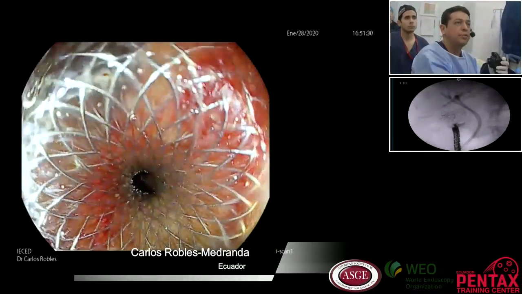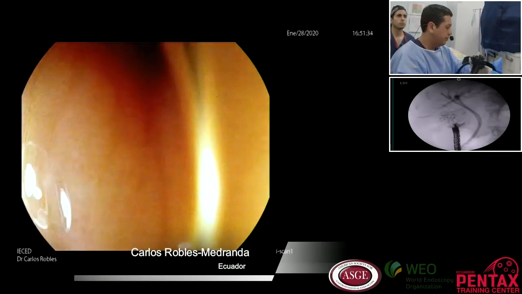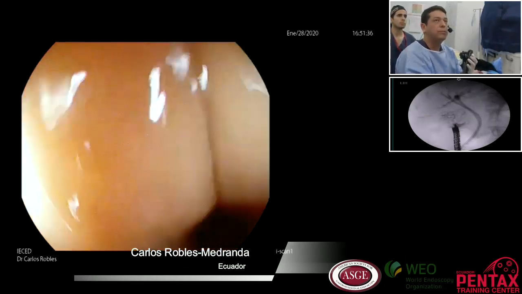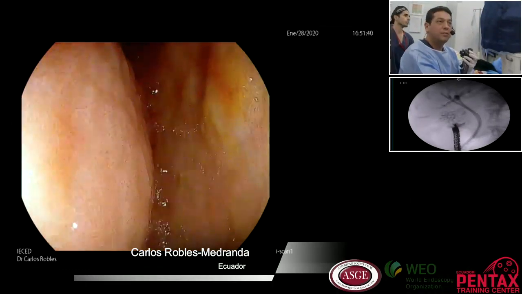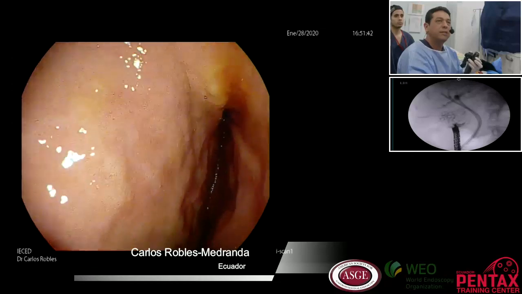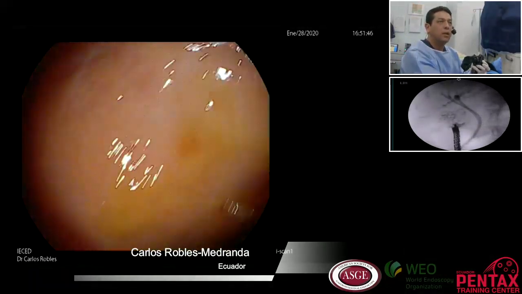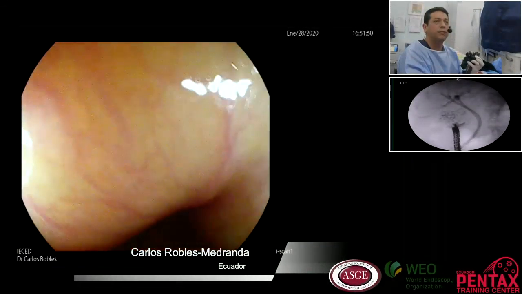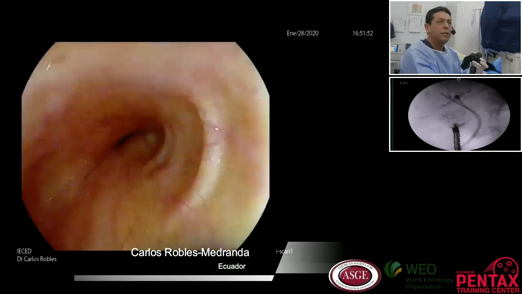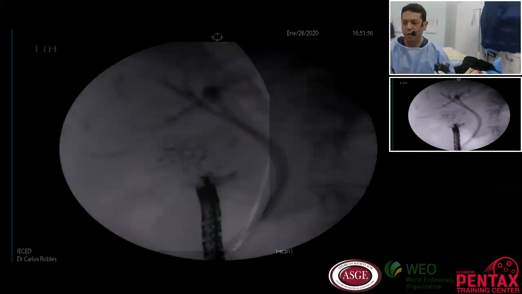So the gallbladder is drained and we finish our procedure. The patient is very well. So thank you so much. I think this case was a very interesting case. We start with the cholangiocarcinoma. We see the diagnosis, the treatment, and also a complication of this cancer with cholecystitis with pus that was drained by US.